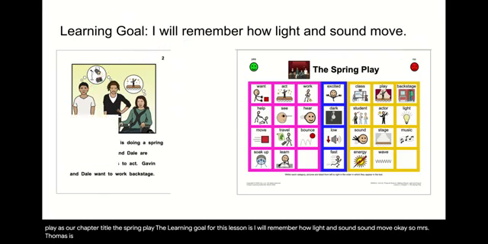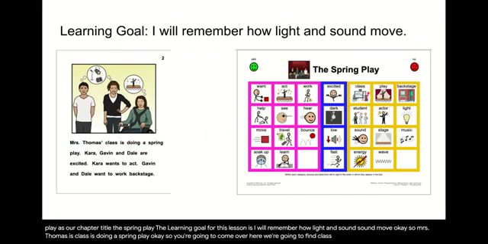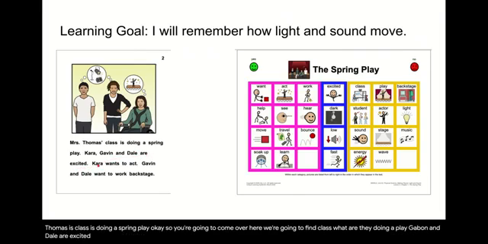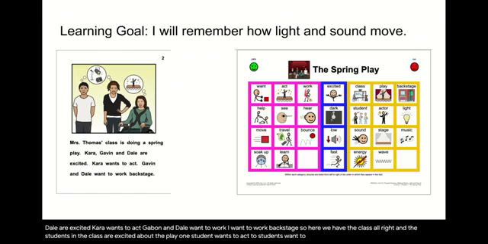Okay, so Mrs. Thomas's class is doing a spring play. You're going to come over here and find class. What are they doing? A play. Kara, Gavin, and Dale are excited. Kara wants to act. Gavin and Dale want to work backstage. So here we have the class, and the students in the class are excited about the play. One student wants to act. Two students want to work backstage.